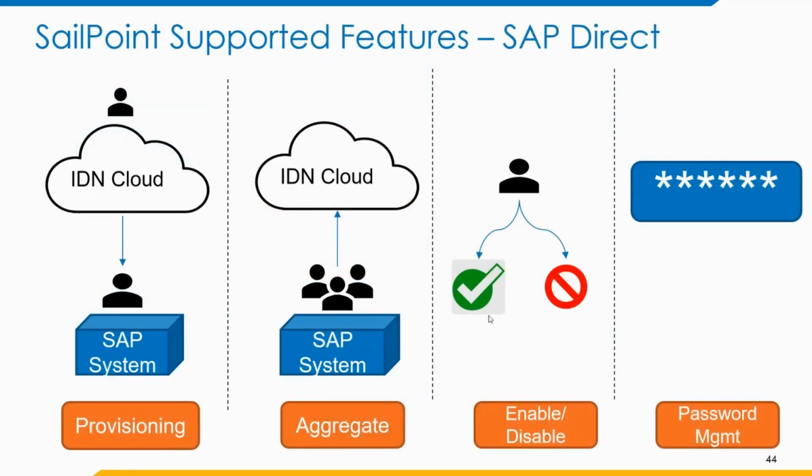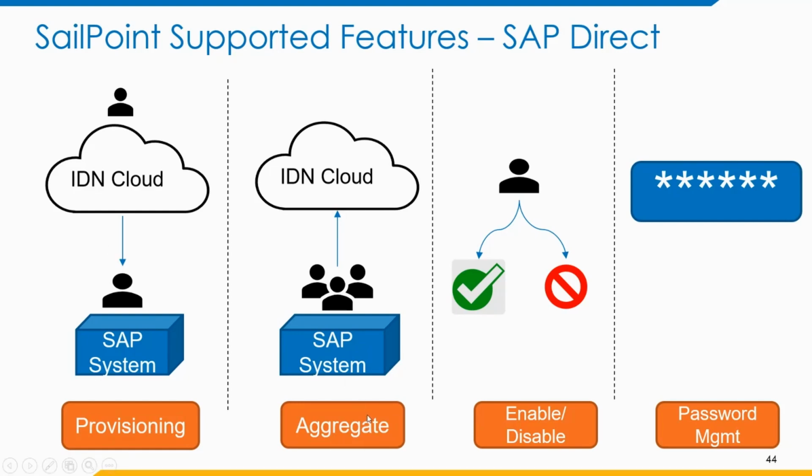For integrating SAP ECC source or SAP direct systems, SailPoint supports these four features. One is provisioning, aggregation, enabling or disabling accounts, and password management. As we have seen already, provisioning is nothing but if we have any account that needs to be created in a SAP direct system, that is the SAP ECC system, or that needs to be modified, or that needs any attribute level changes, that can be done through Identity Now.